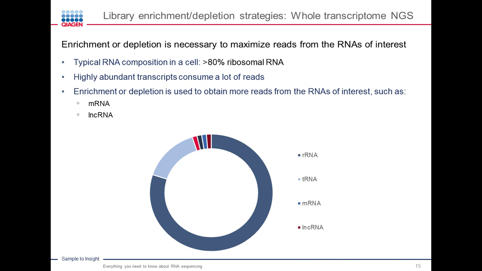So for whole transcriptome sequencing, enrichment or depletion is often necessary to maximize your reads from the RNAs of interest. And this is because the typical RNA composition in a cell is more than 80% ribosomal RNA. So if you're interested in ribosomal RNA, this is the perfect solution if you don't enrich it. But of course, most people aren't interested specifically in ribosomal RNA. They're interested in your mRNAs or your long non-coding RNAs. And as a result, you want to perform either enrichment for your mRNA or depletion of your ribosomal RNA to obtain your reads of interest.